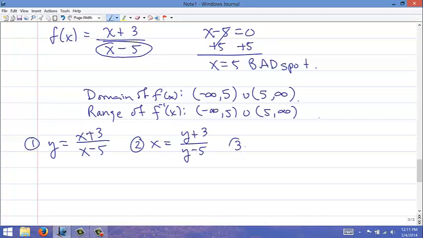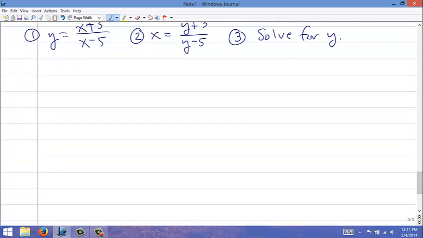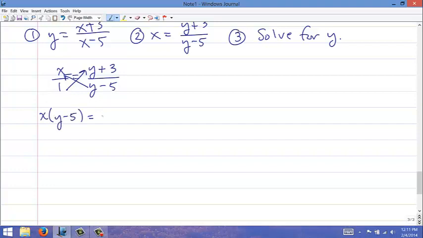And now again, solve for y. This is exactly like the problem we did last time. So we let x be x over 1 equal to (y plus 3) over (y minus 5). Cross multiply is the first step to get rid of the fraction. So we get x times (y minus 5) equals y plus 3. Again, bring the x inside to get rid of the parentheses, so xy minus 5x equals y plus 3.